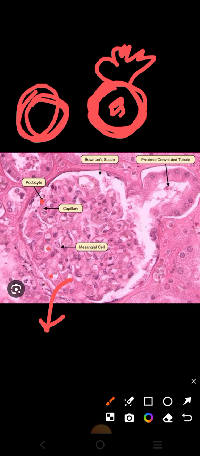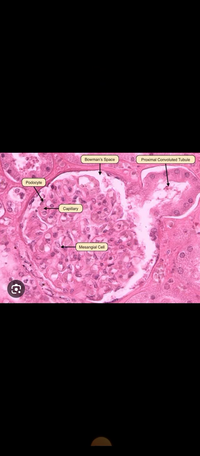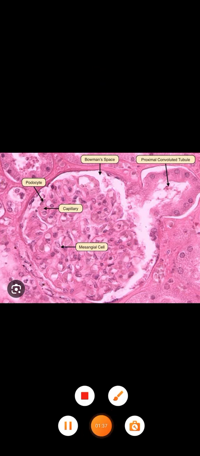If this is one capillary and this is another capillary, then in between these two capillary loops, filler cells or mesangial cells are present. It is somewhat difficult to locate or spot the mesangial cells, but here they have shown you that this is the mesangial cell. Okay, so now let's move towards minimal change disease.